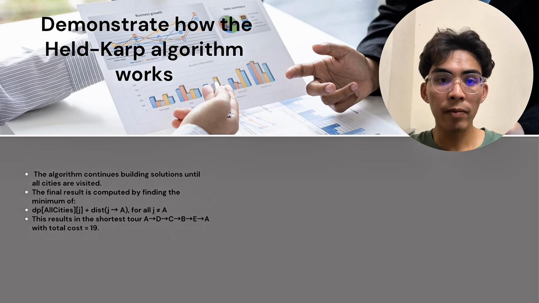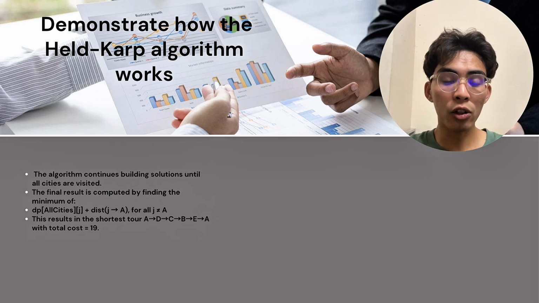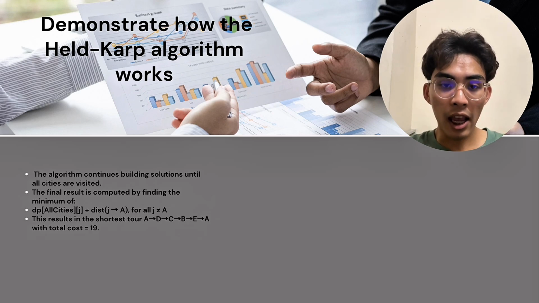Here S is the set of visited cities, represented using a bitmask. j is the current city we are ending at. The value dp[S][j] stores the minimum cost to reach city j from the starting city A, having already visited all cities in set S.